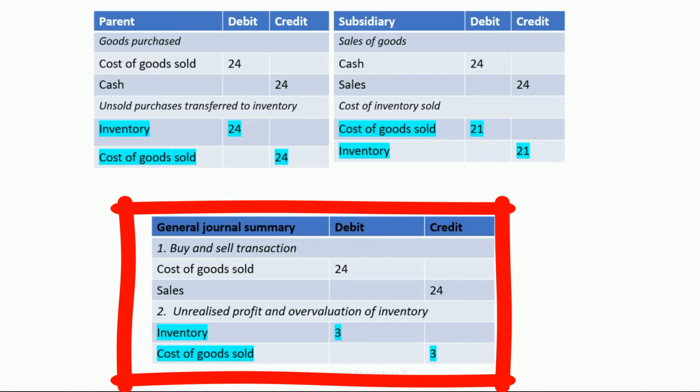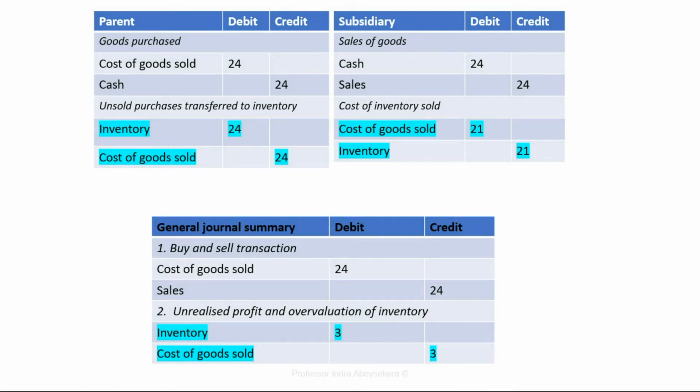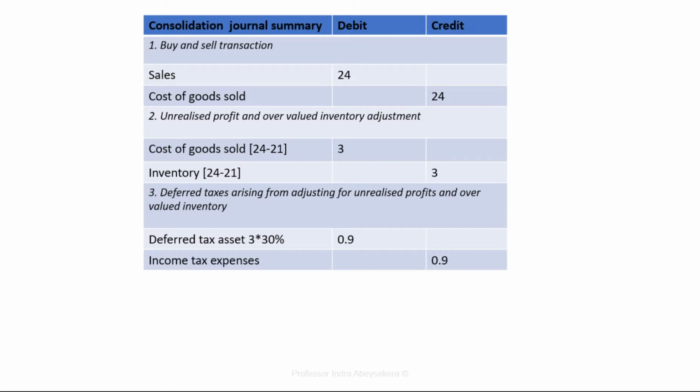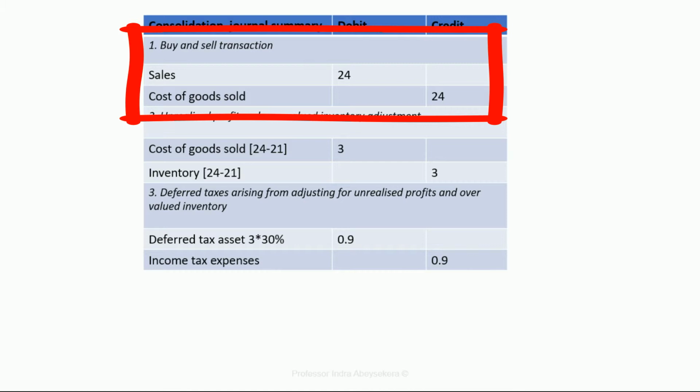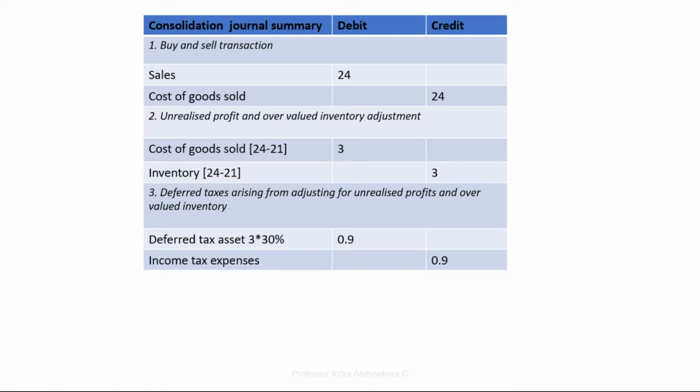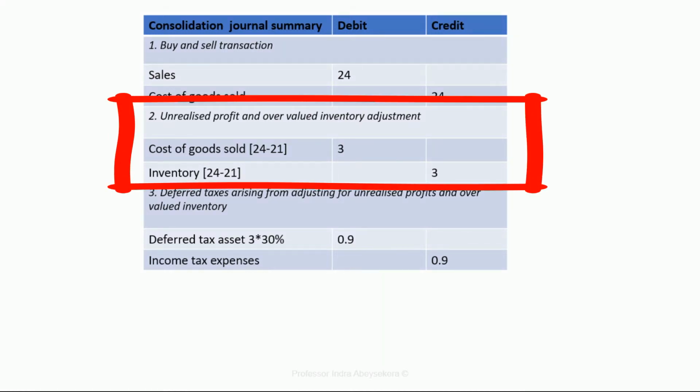We eliminate these summarized general journal entries as consolidation journal entries when preparing consolidated financial statements for the group accounts. So our first consolidation journal entry is to debit sales and credit cost of goods sold of 24 million. The second consolidation journal entry is to credit inventory 3 million and debit cost of goods sold 3 million.